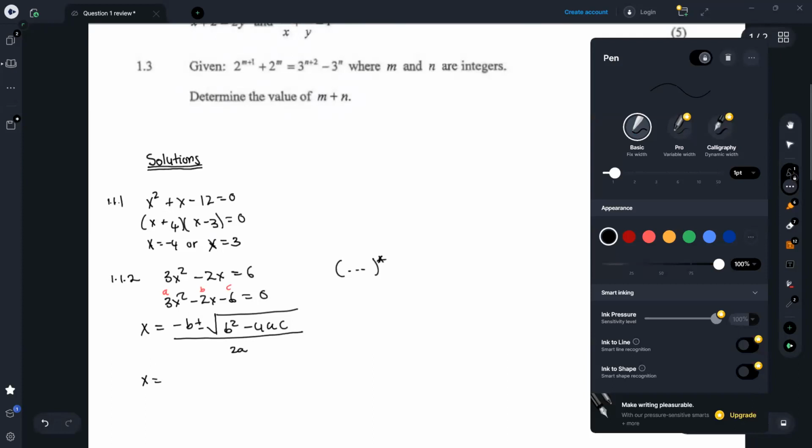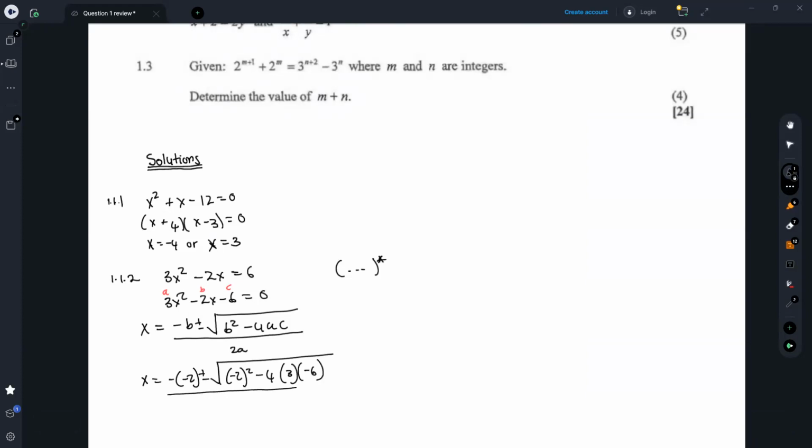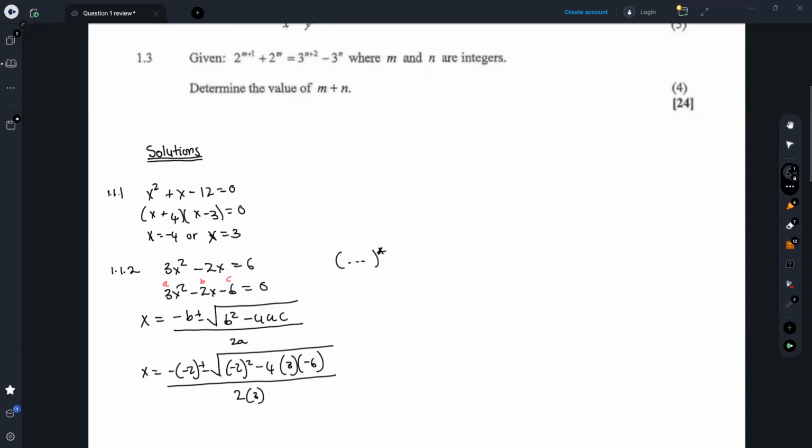Okay, so now we're going to have negative into negative 2, plus or minus the square root. We're going to have negative 2 all squared minus 4. And for our value of a, we have 3, and negative 6. And now all over, which is 2 into 3 like that.